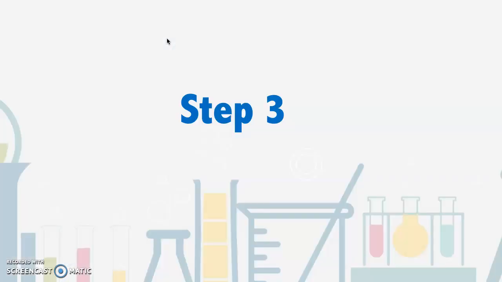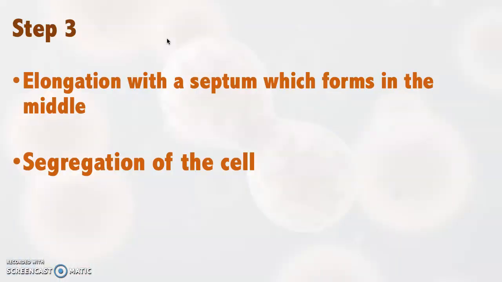Next, step 3 of binary fission. Step 3 of binary fission includes the cell elongating with a septum that forms at the middle of the cell. This happens when the segregation of the cell occurs. Segregation of the cell means the two chromosomes will be separated.